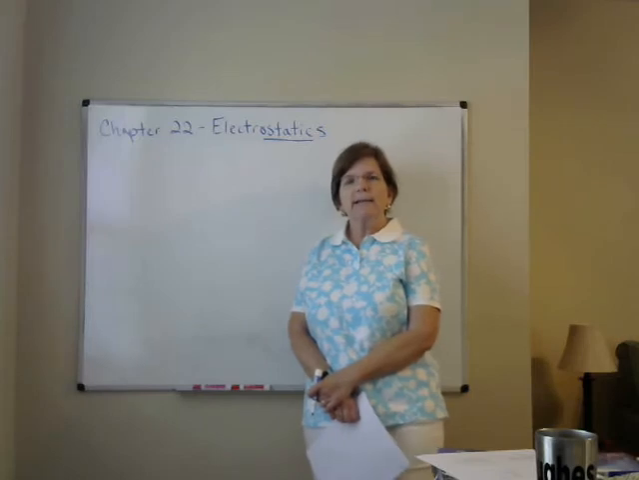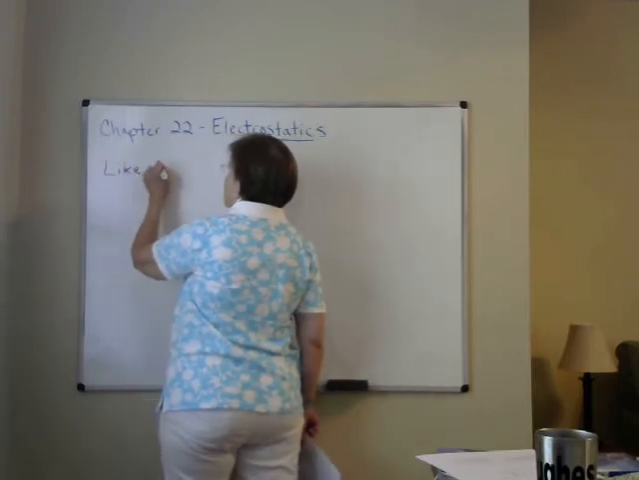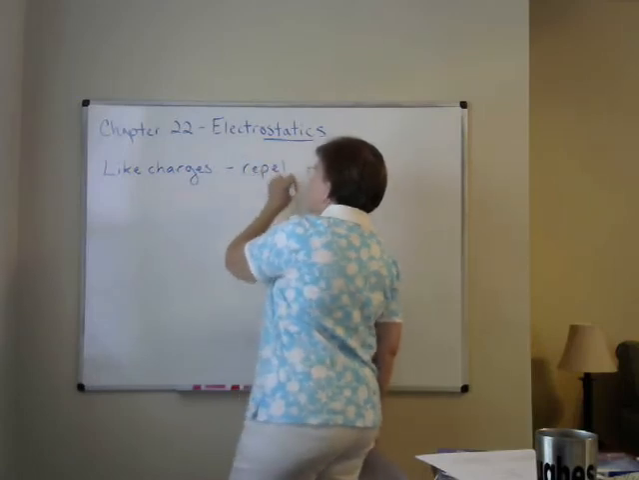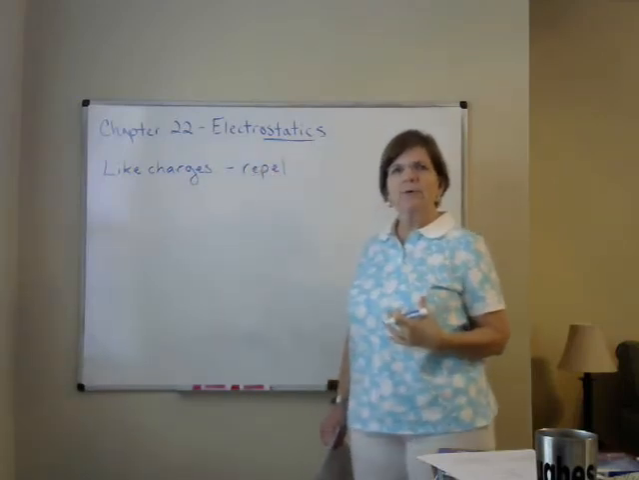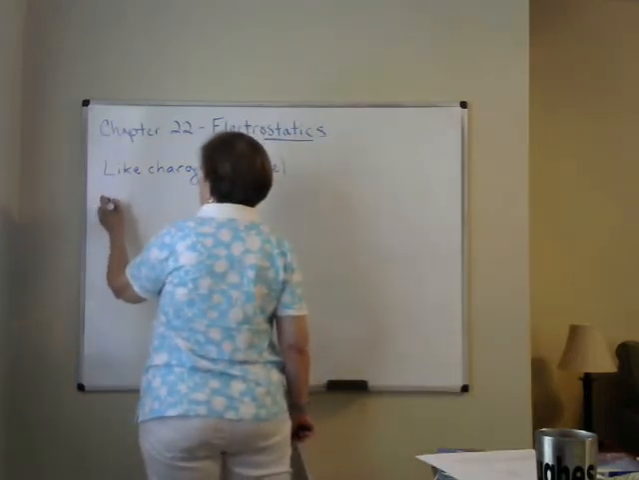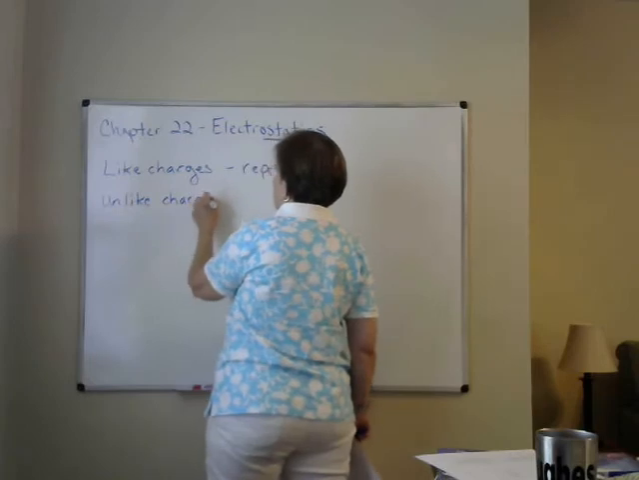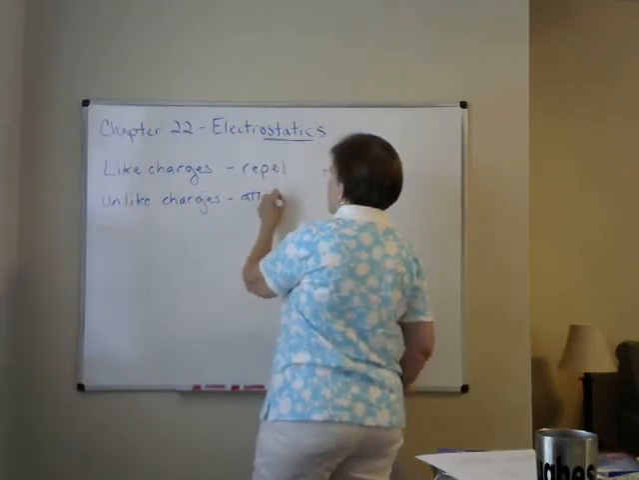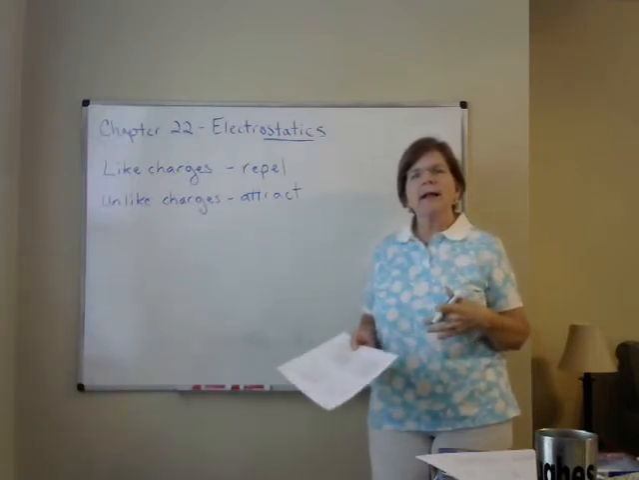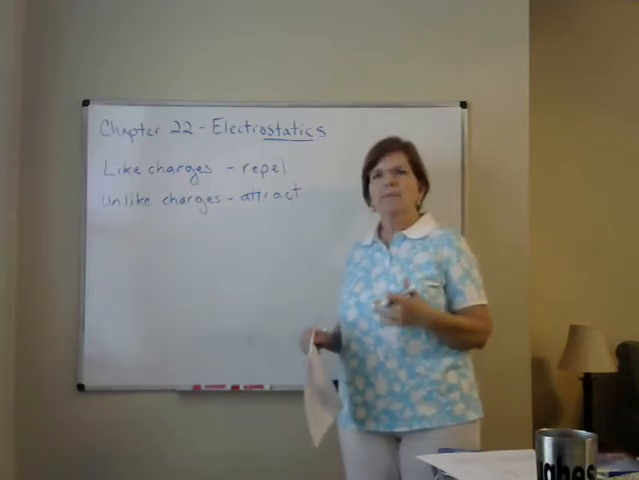We know that if you have like charges, they will repel one another. So two positive charges will repel each other, or two negatively charged things will repel each other. If you have unlike charges, they attract. So a positive will attract a negative will attract a positive. That's an interaction. That force is always the same on both objects because of Newton's third law.